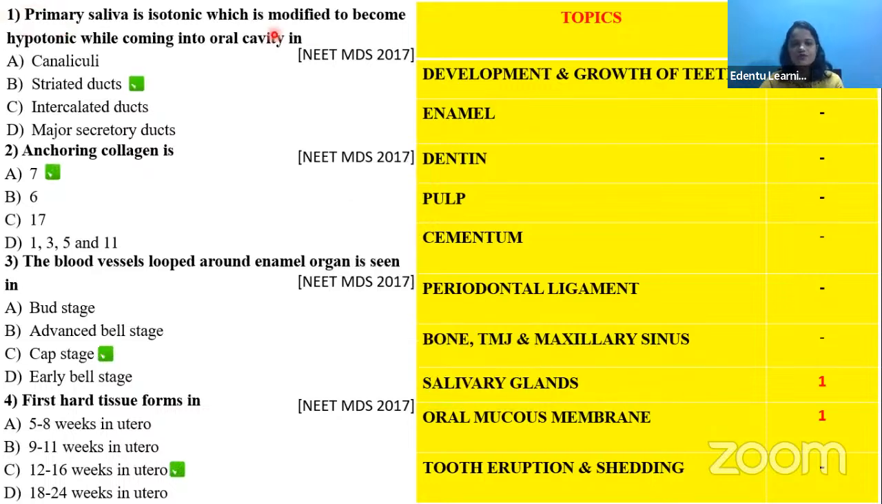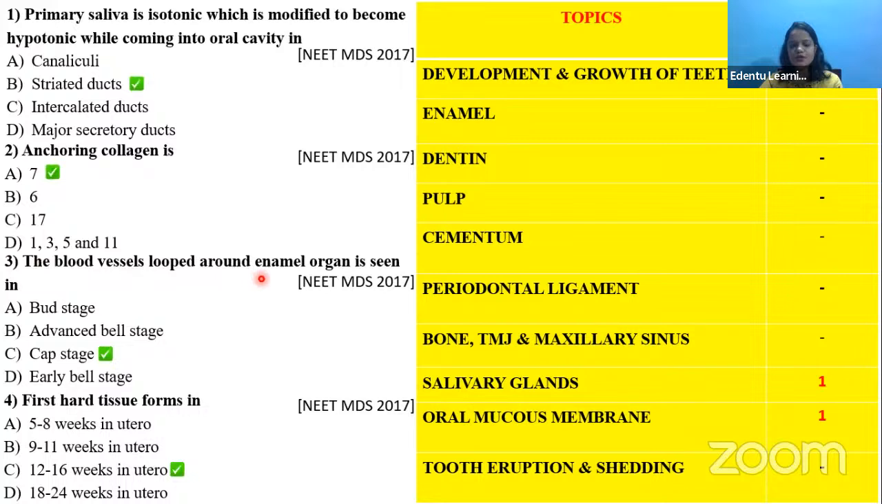The first question from 2017: primary saliva is isotonic, which is modified to become hypotonic while coming into the oral cavity, in which part? It is mainly modified in the striated ducts, so it belongs to the salivary gland chapter. Next, the anchoring collagen is nothing but type 7 collagen, so it belongs to the oral mucous membrane.